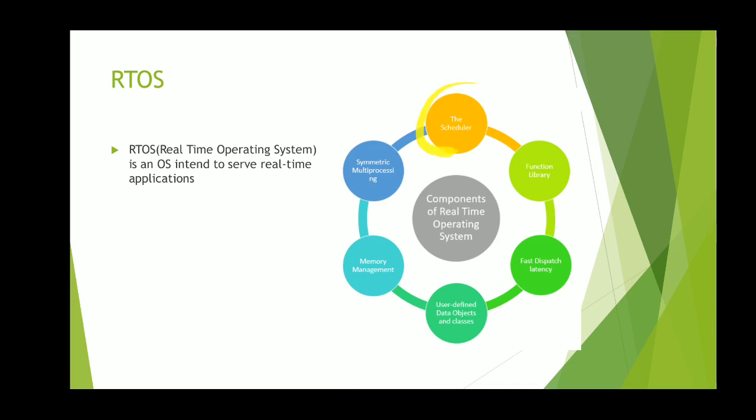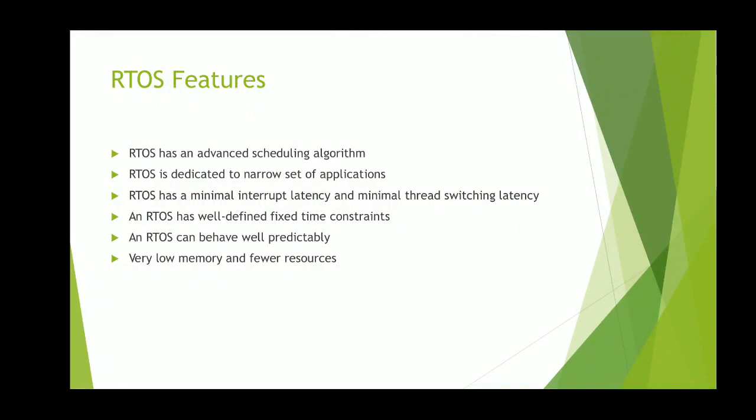There should be one scheduler in the real-time operating system, and this scheduler is optimized for real-time applications. And there should be a symmetric multiprocessing system, and a memory management system, and user-defined data objects and classes, and a fast dispatch latency, and it has a function library, and all these parts are included in the real-time operating system.